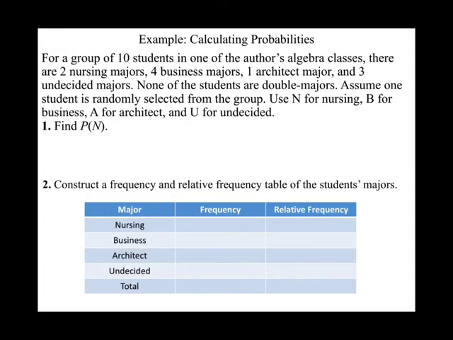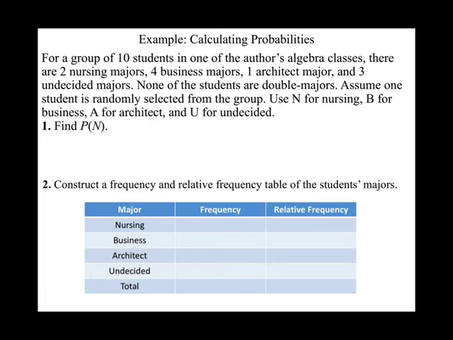Okay, example, calculating probabilities. For a group of 10 students in one of the Alpha's algebra class, there are 2 nursing majors, 4 business majors, 1 architect major, and 3 undesign majors. None of the students are double majors. And assume one student is randomly selected from the group. Use N for nursing, B for business, A for architect, and U for undesign.